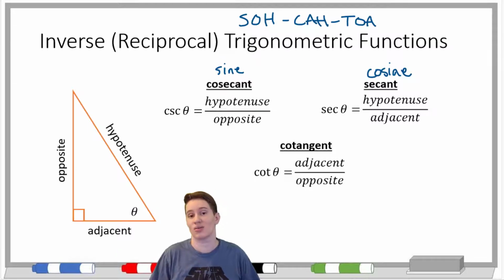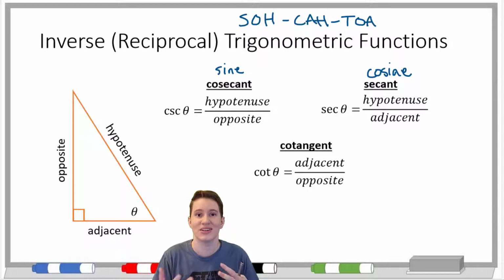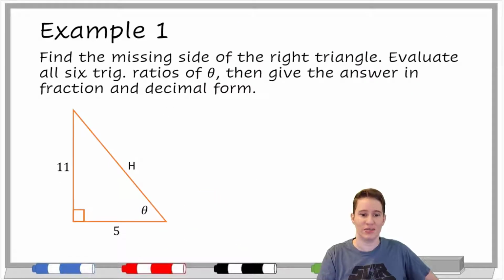That being said, it's quite possible that I will do a good enough job of explaining how to use it in the context of this lesson that you won't need to go back and review it separately. But let's see what's next. Example 1. Find the missing side of the right triangle, evaluate all 6 trig ratios of theta, then give the answer in fraction and decimal form.